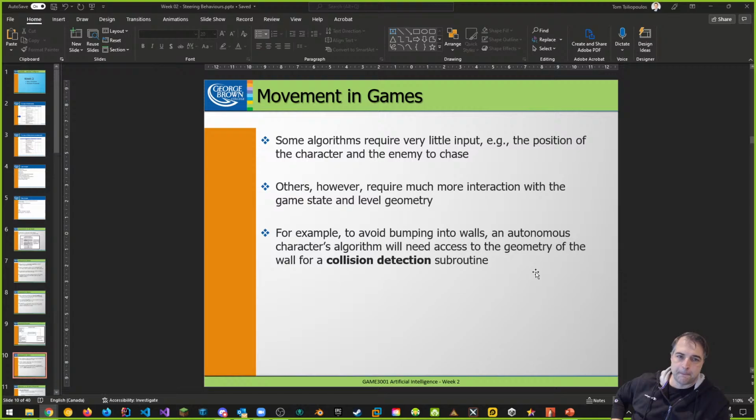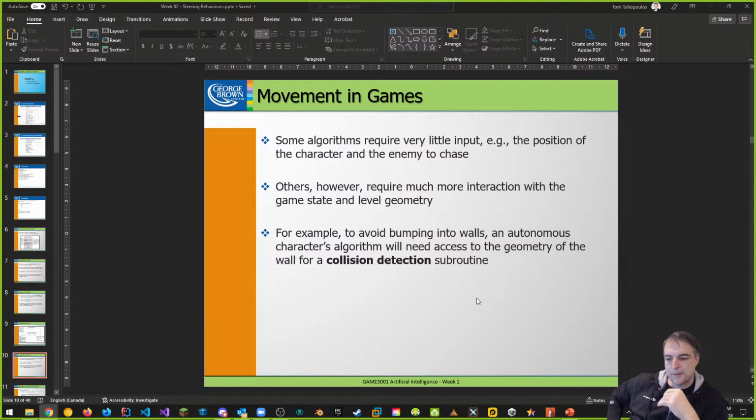So when it comes to this, movement algorithms don't need a lot of input. We just need the position of the character and, let's suppose, the enemy to chase. And the enemy usually is you. When we say position of the character, we're talking about the autonomous character. One other thing we have to think about is this. Sometimes we also want to keep in mind other factors for the autonomous character, things like, are we going to do obstacle avoidance? Is it going to go along a particular path?